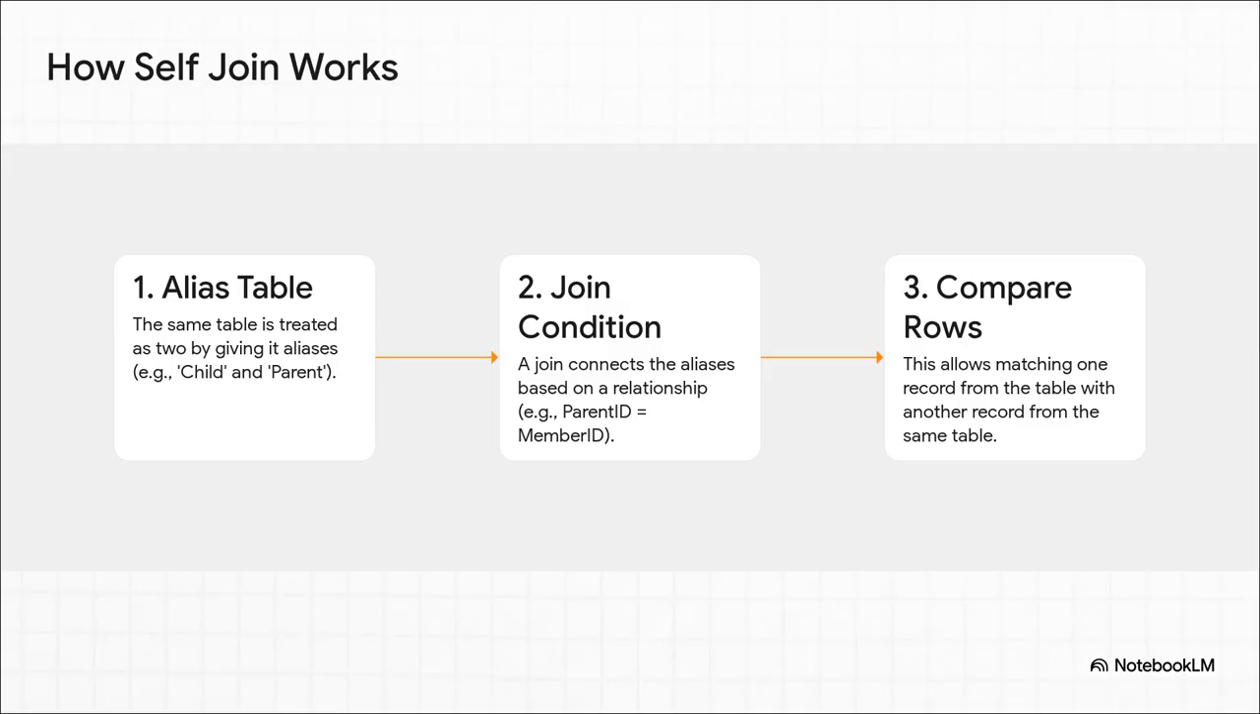Now, here's the secret to the self-join. It's not actually a new command, like self-join. It's more of a technique. You just use a regular join, but you pretend the table is two separate tables by giving it different nicknames or aliases. This little trick lets you connect a row in the table to another row in that exact same table, like linking an employee to their manager.